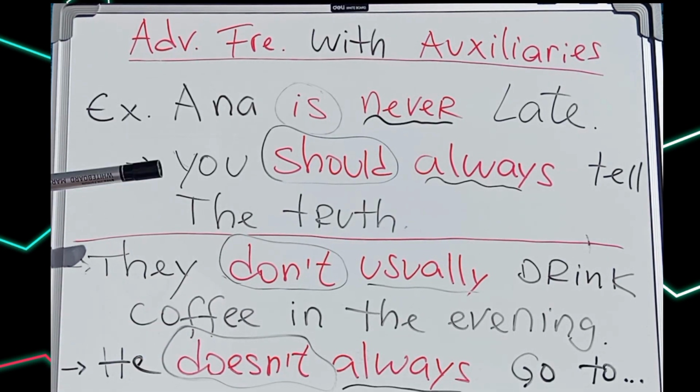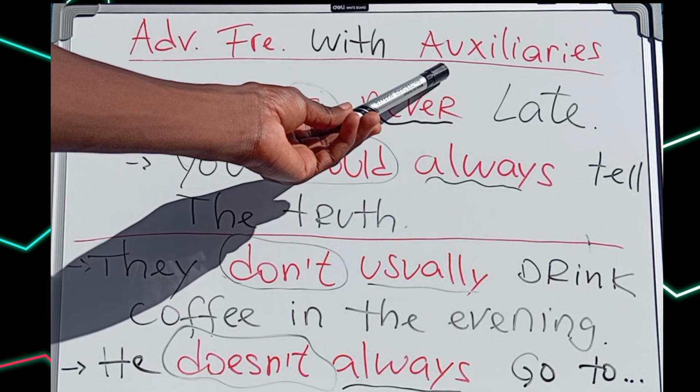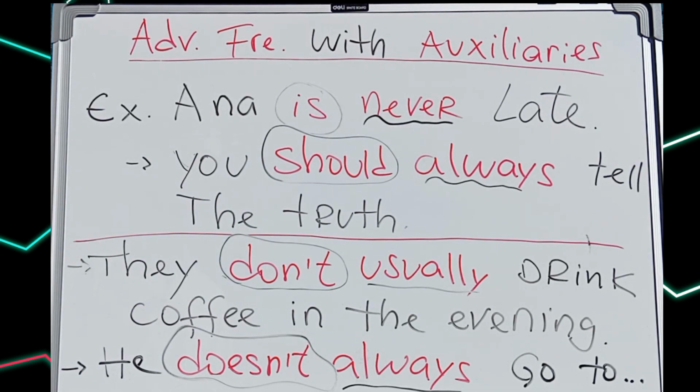Now I need you to pause the video a bit and I need you to produce your sentences. You can write 4 sentences using adverbs of frequency with auxiliaries. I need to see where you'll position the adverbs of frequency, right?